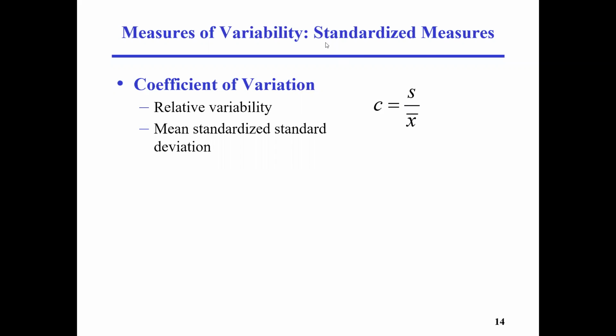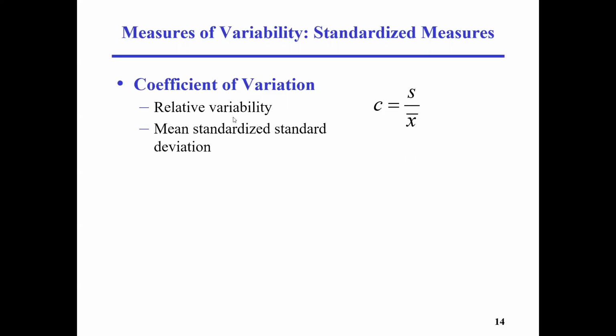Why is it called standardized? Because the standard deviation here is divided by x bar, or we can say it is normalized or standardized by its own mean value. After this standardization, you can compare cv values from different data sets. They are comparable now because each of them has been standardized by its own mean value. I mean, by each group's mean value, each data set's mean value.